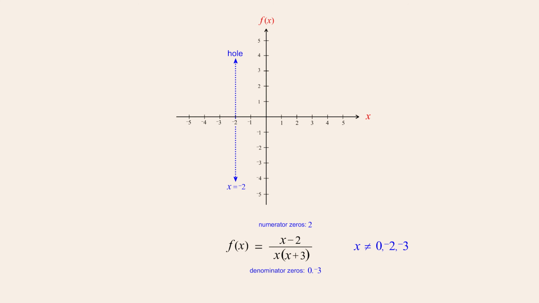Since we have eliminated all factor pairs that produced holes and reevaluated the zeros, any remaining numerator zeros will correspond to x-axis intercepts, and any remaining denominator zeros will correspond to vertical asymptotes. So the numerator 0 of positive 2 is the location of the graph's x-axis intercept, and the denominator zeros of 0 and negative 3 are the x-coordinates of vertical asymptotes.